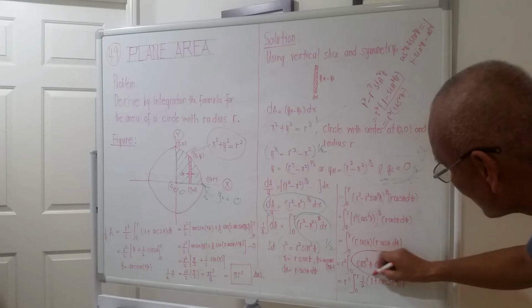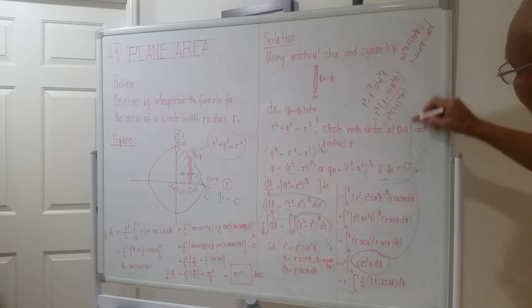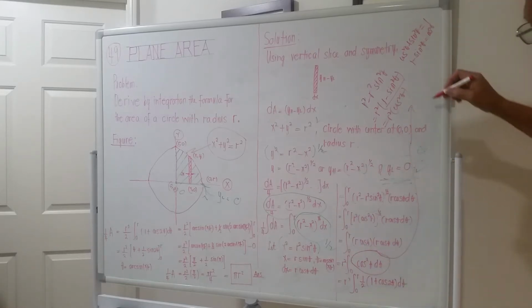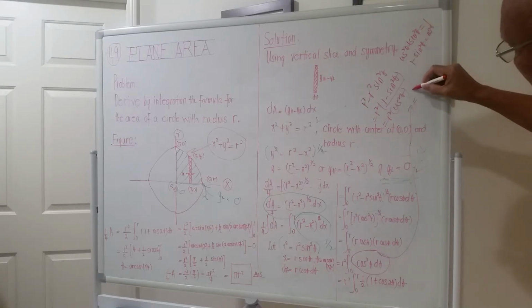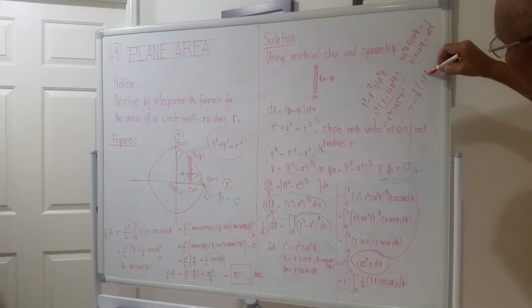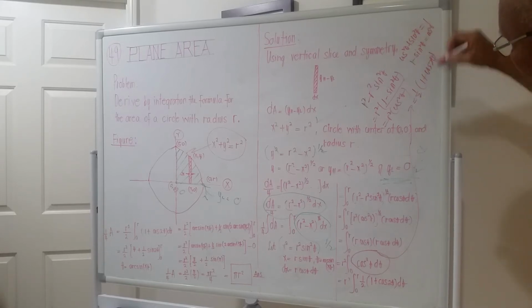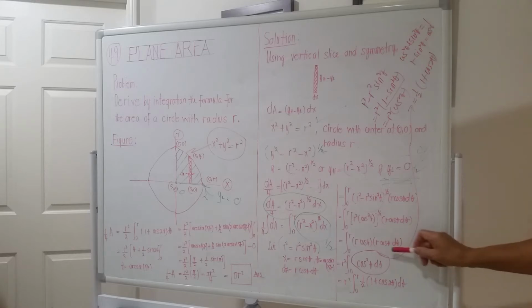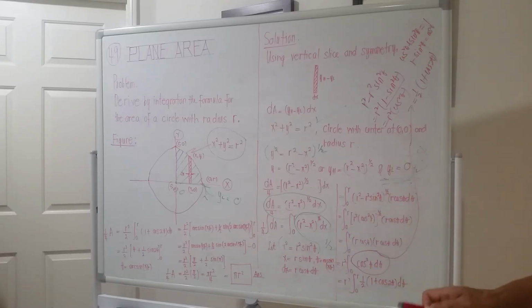This is a cosine square angle. And there is an equivalent of cosine square in terms of a double angle, and that is equal to 1/2 times 1 plus cosine of 2 theta. So for this one to be integrable, we replace that one by its equivalent in terms of a double angle. And that is actually 1/2 the quantity 1 plus cosine of 2 theta d theta.